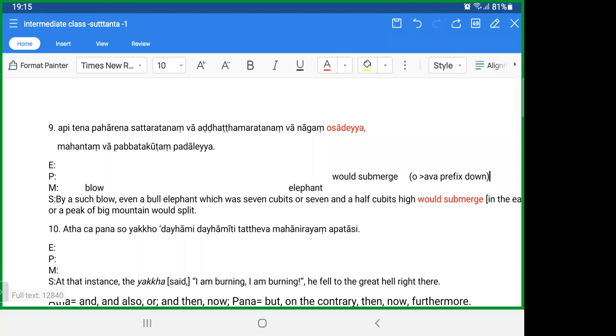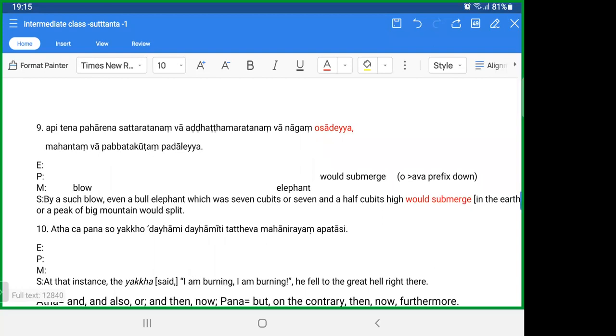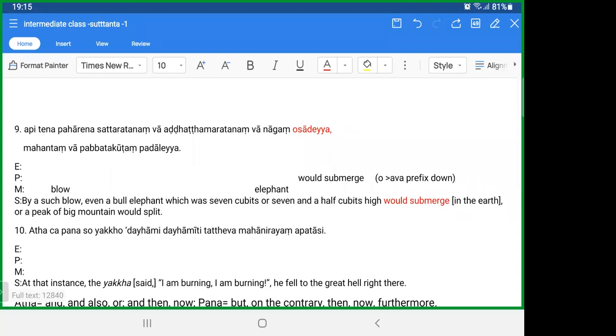Well, I did look it up. What is Satta Ratana? Satta, I know, is 7. Okay, good. But Ratana, I always thought it was gems. Do you check the dictionary? No. Okay. But I don't know how cubits come into place.